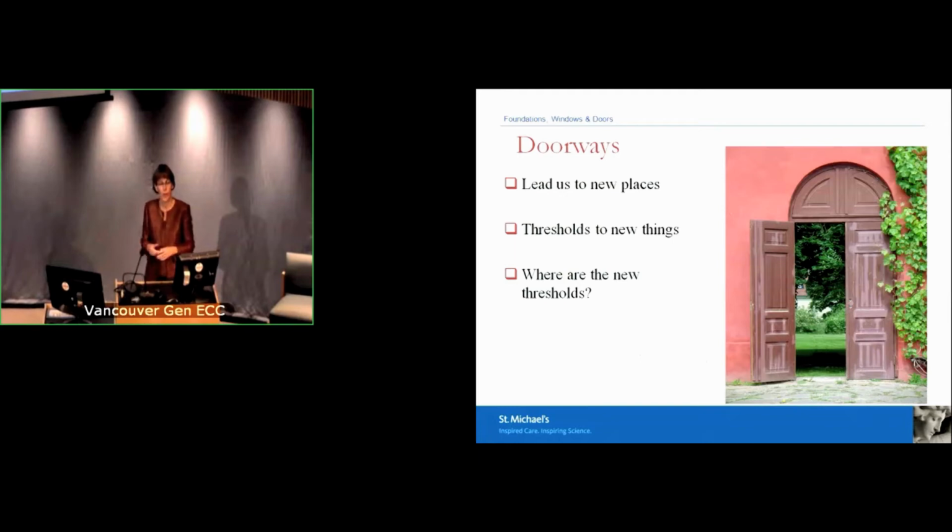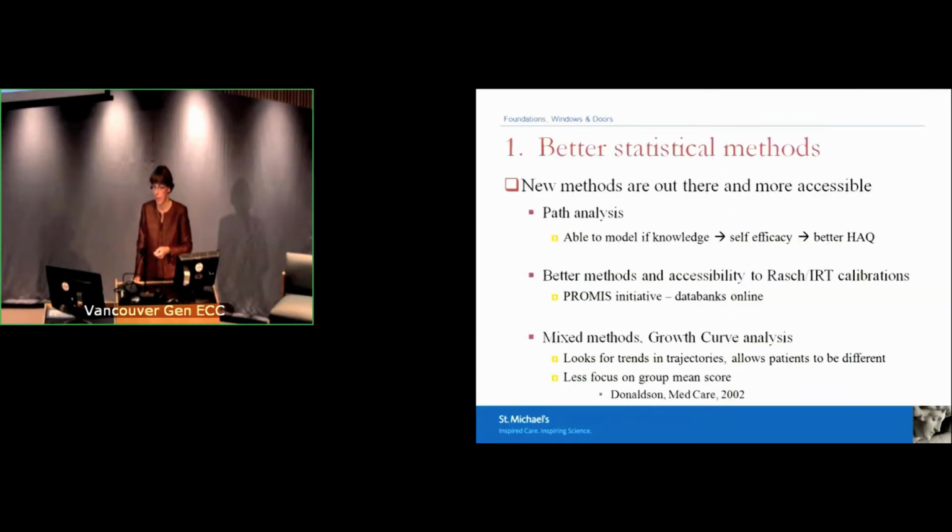On to new things. Where are the new thresholds? Where do I think the new thresholds are in terms of outcomes, and especially in the rehab field? I think first we've got so many better statistical methods than we did 10, 15 years ago.